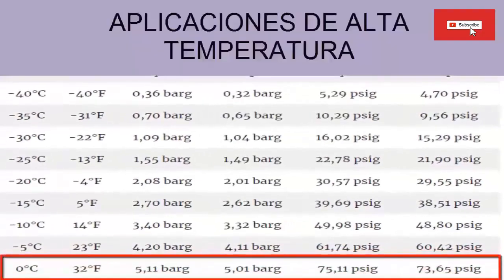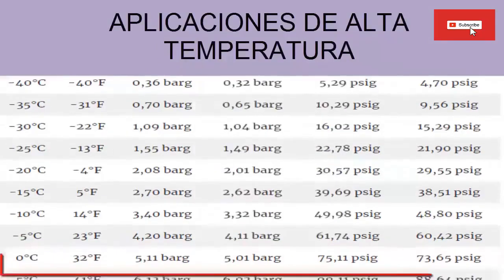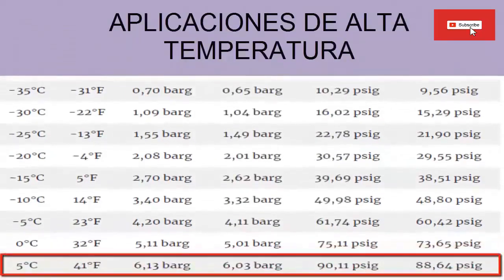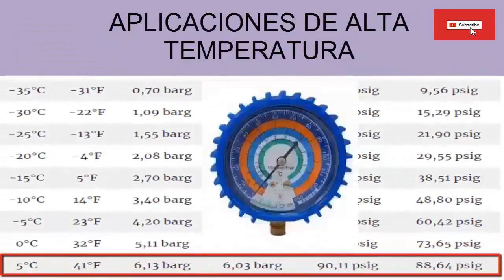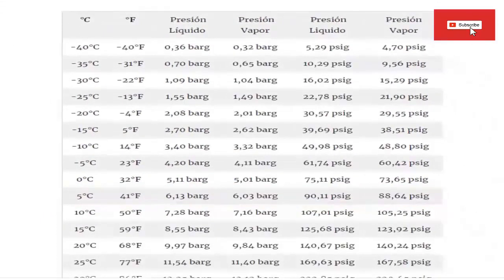5. To reach a temperature of 0 degrees Celsius in the evaporator, equivalent to 32 degrees Fahrenheit, a low gauge pressure of 5.1 bar is needed, equivalent to 73.65 psig. 6. To reach a temperature of 5 degrees C in the evaporator, equivalent to 41 degrees F, a low gauge pressure of 6.3 bars is needed, equivalent to 88.64 psig.